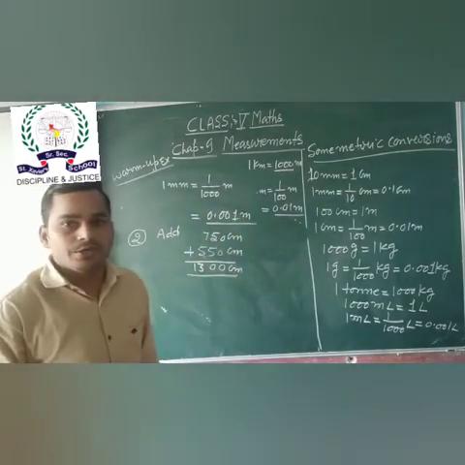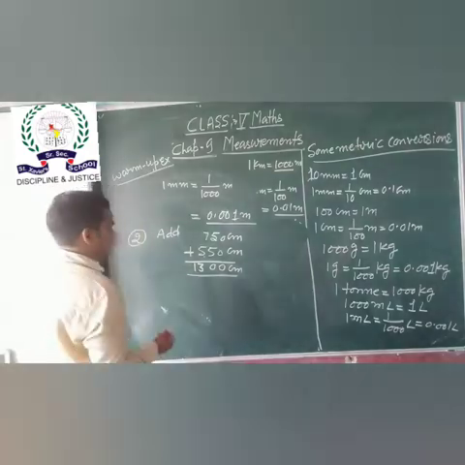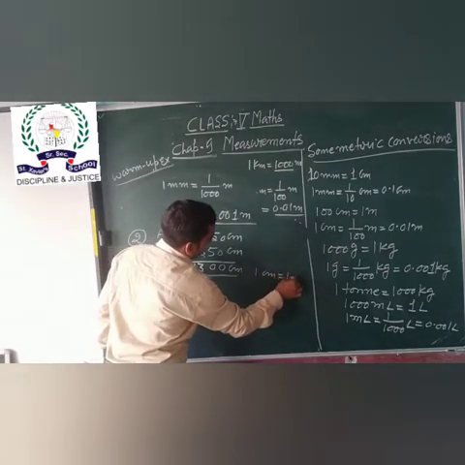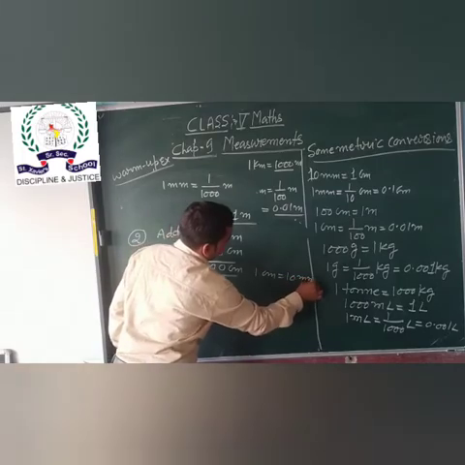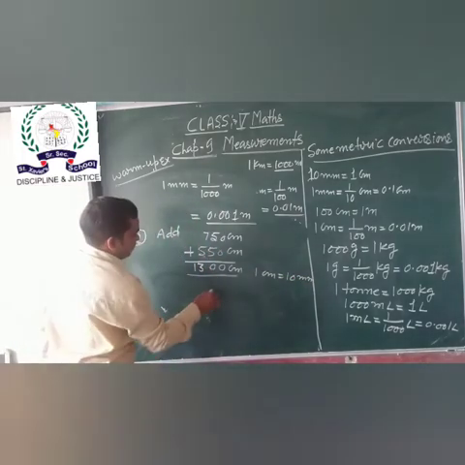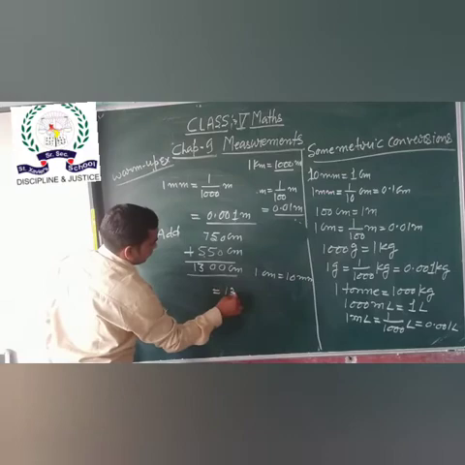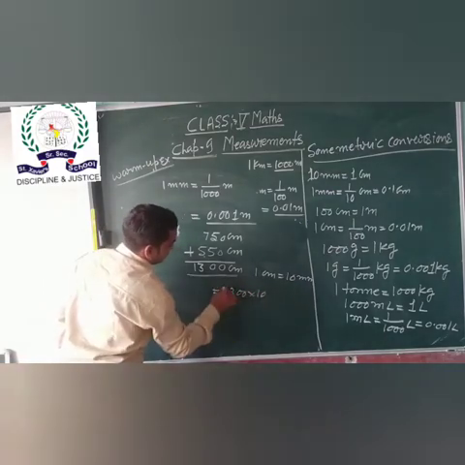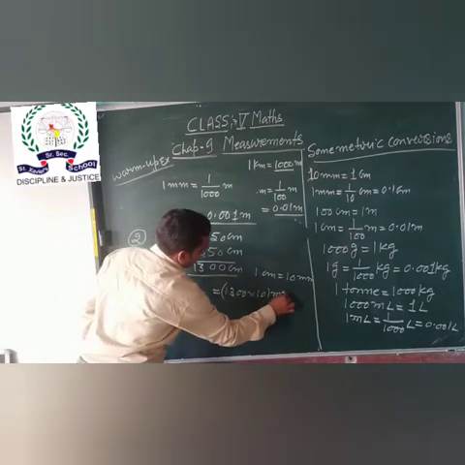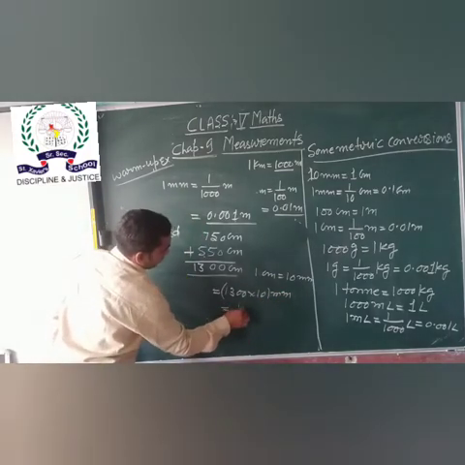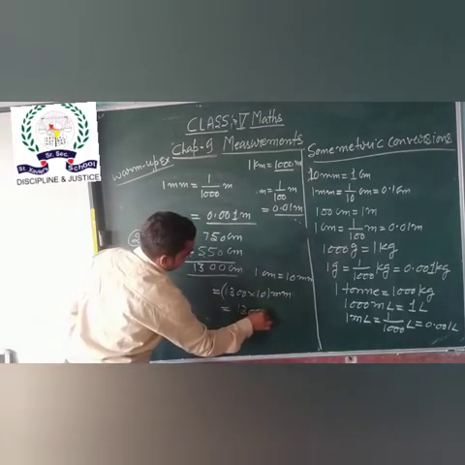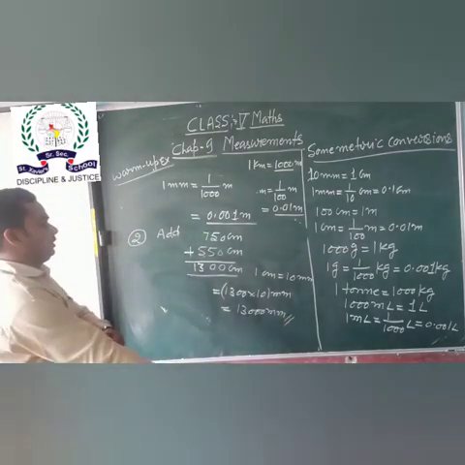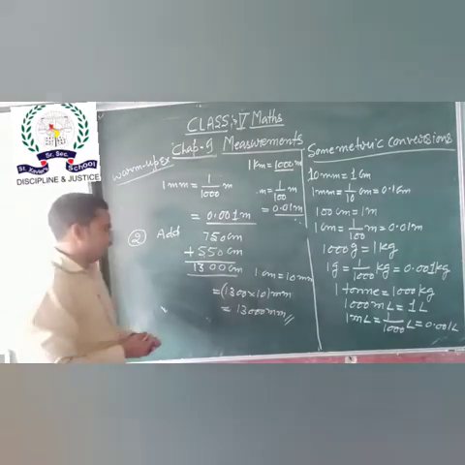Then write the sum in millimeter. So 1 centimeter equal 10 millimeter. So when we convert, 1300 multiplied by 10 equals 13,000 millimeter.